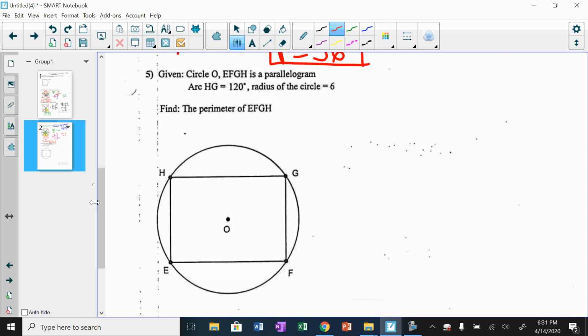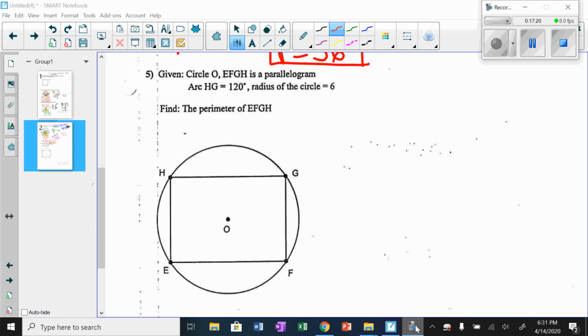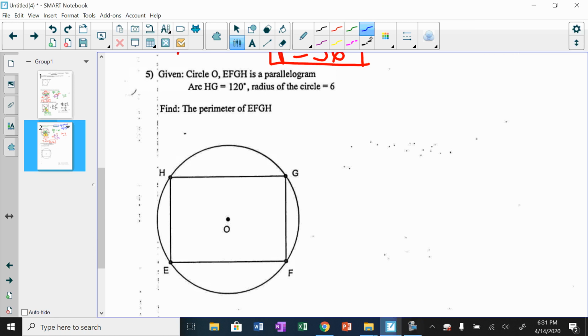So this time I have the polygon inscribed in the circle, or the circle circumscribed about the polygon. So let's see what we have here. Here we're being told that arc HG is 120 degrees. And now, go back a second. It says EFGH is a parallelogram.